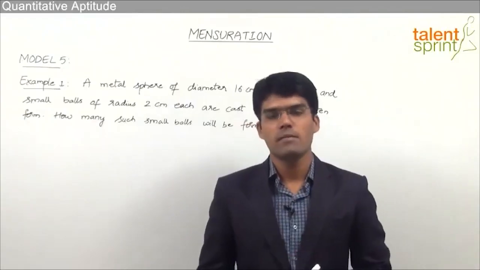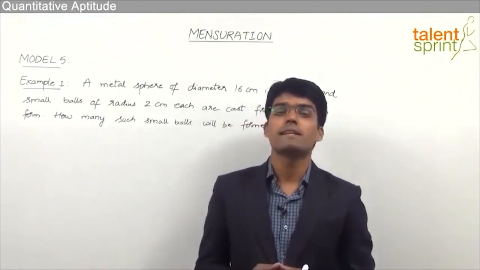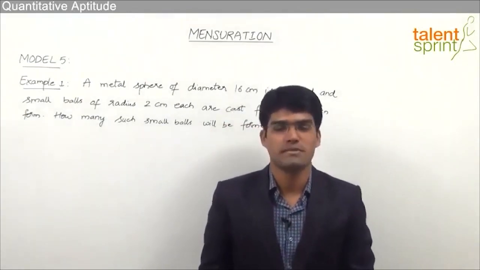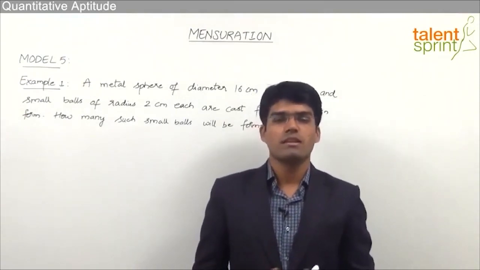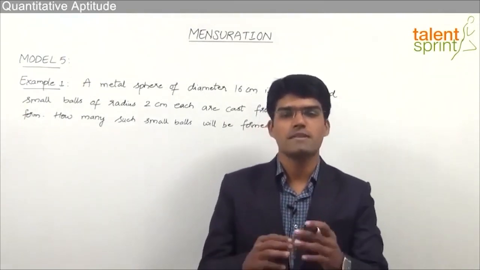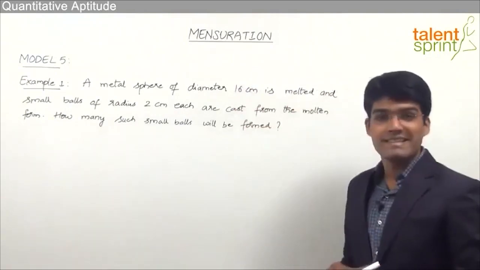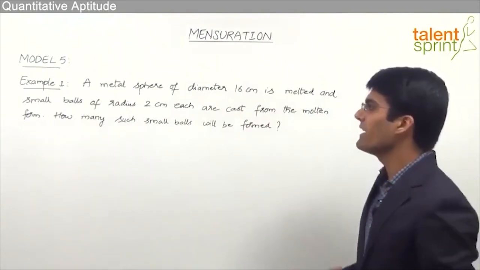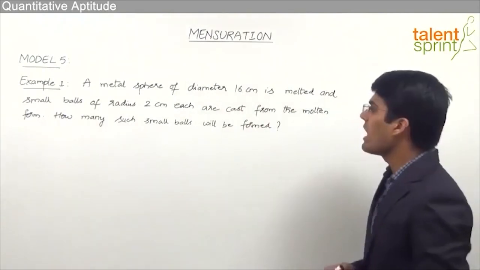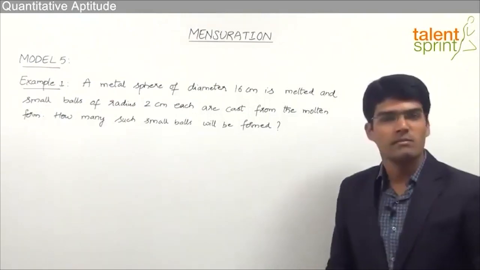Let us now take the fifth module from this topic of mensuration, where we are going to discuss questions related to the volume of solid shapes. This is a very important concept from mensuration which can be used to solve number of questions from this topic. Let us first have a look at the given question. A metal sphere of diameter 16 cm is melted and small balls of radius 2 cm each are cast from the molten form. How many such small balls will be formed?